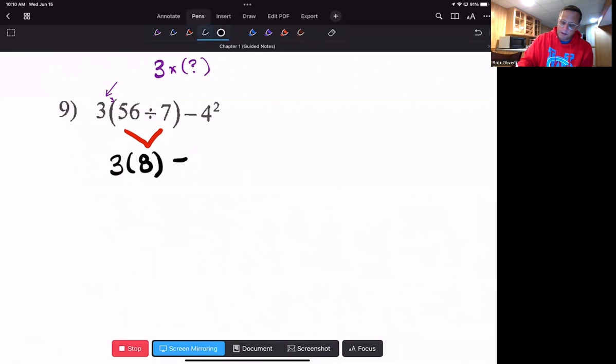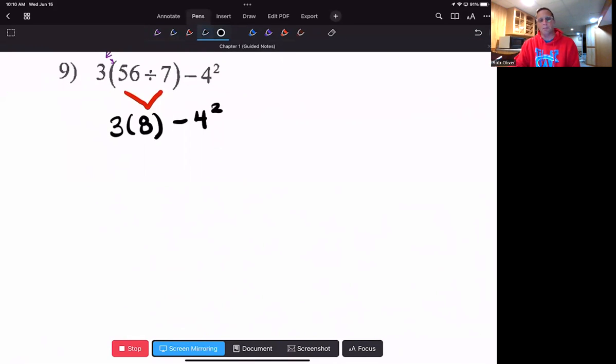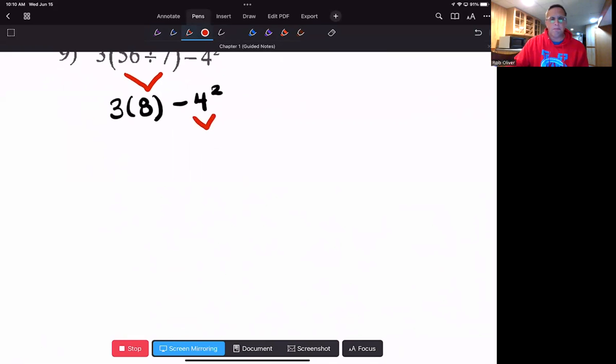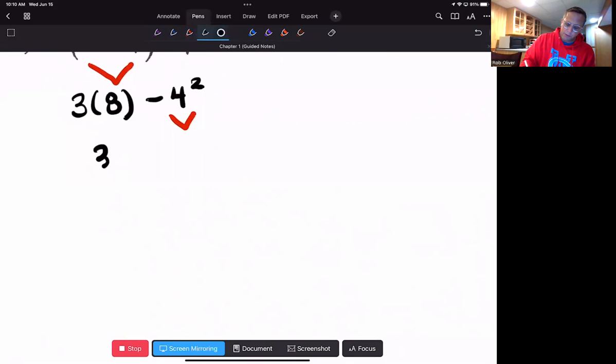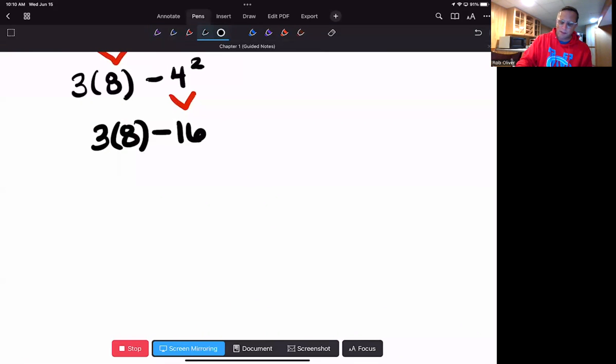Minus 4 squared. Now, if I want to be true to order of operations, I'm going to do exponents next. Although I could get away with doing multiplication, because they're kind of their own thing. They don't really affect each other. But let's be true to the problem here. So 4 squared, that means 4 times 2, right? No, it means 4 times 4, which is 16. So we got 3 times 8 minus 16.